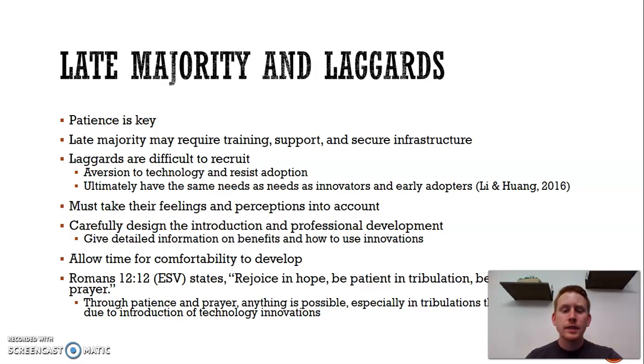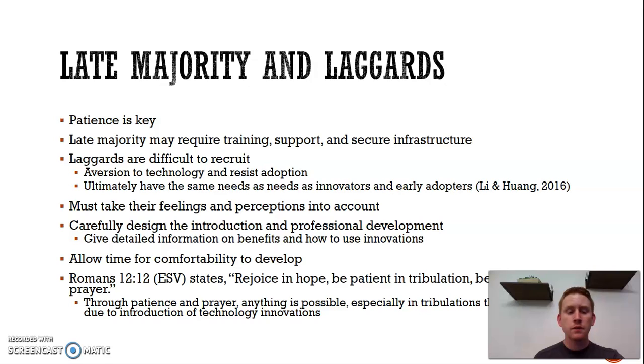They ultimately have the same needs as innovators and early adopters. Lee and Wong, 2016. One must take their feelings and perceptions into account. One must carefully design the introduction and professional development of the innovation, and detailed information on the benefits and how to use the innovations must be given. One must allow time for comfortability to develop with the late majority and the laggards.